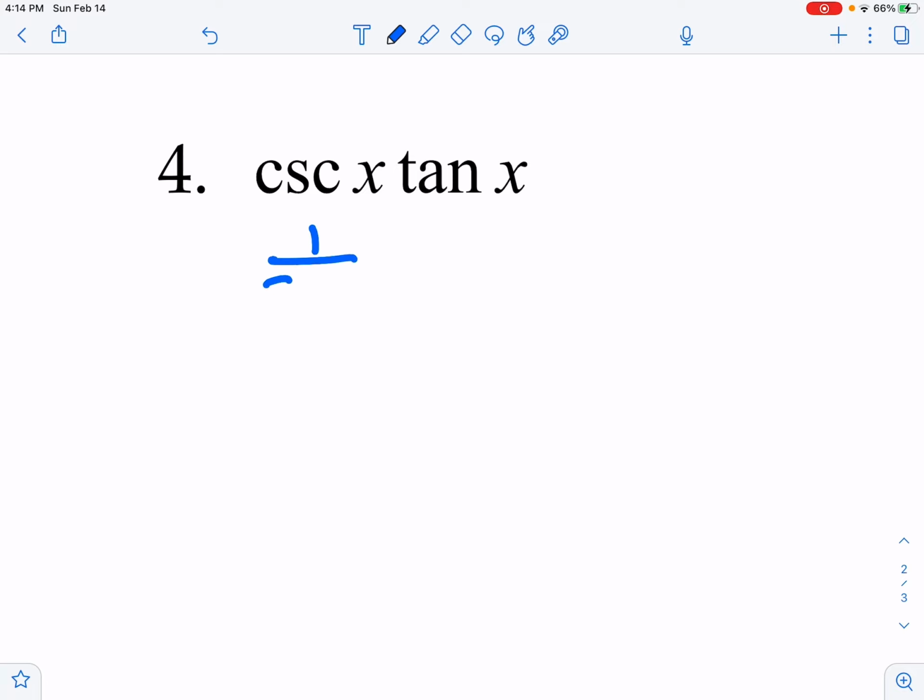So this is 1 over the sine of x. This is the sine of x over the cosine of x. So that was step 1.